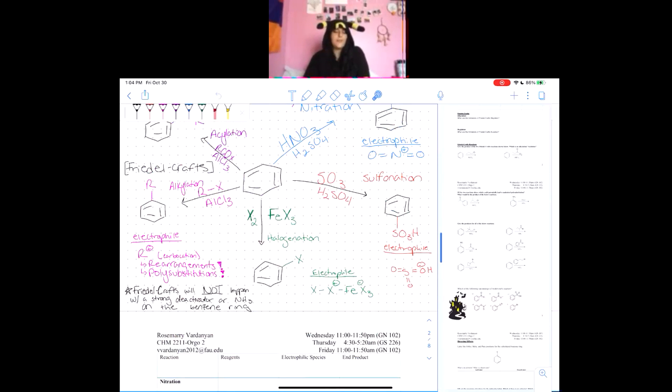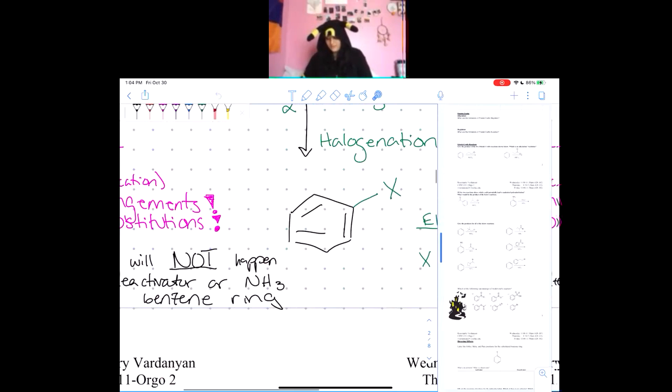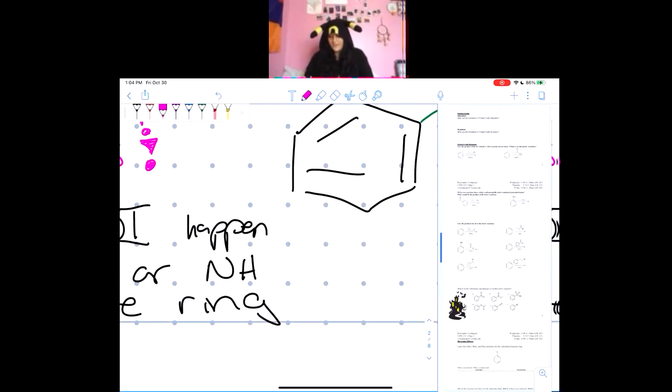Unless anyone has any questions on what we did before. Instead of NH3, I thought, well, NH3 is what it is before it's attached to the benzene ring, so that was just my bad. We would talk about NH2.